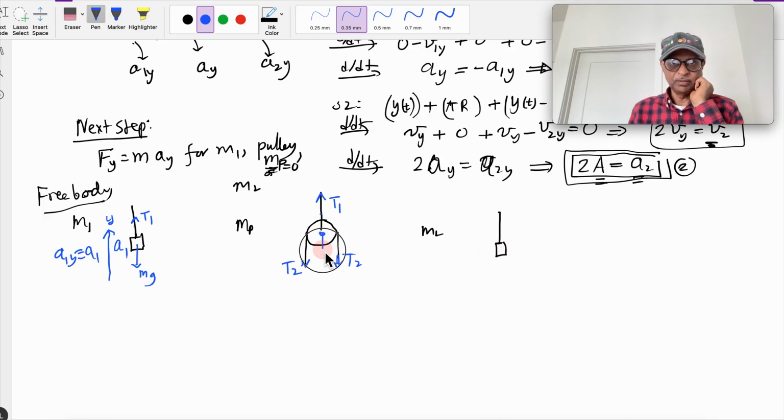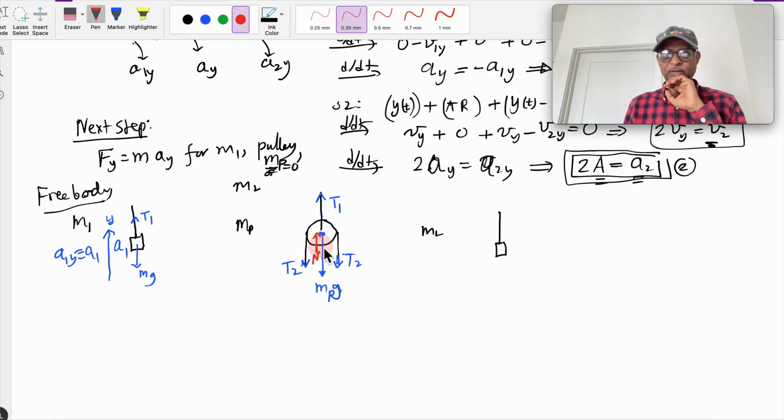And then there will be M_P g, and you will also have a normal force that will be supporting it, right? What do you think? Will there be no force there? No, because that's included in this already. That's included in this tension. So you don't have that force.